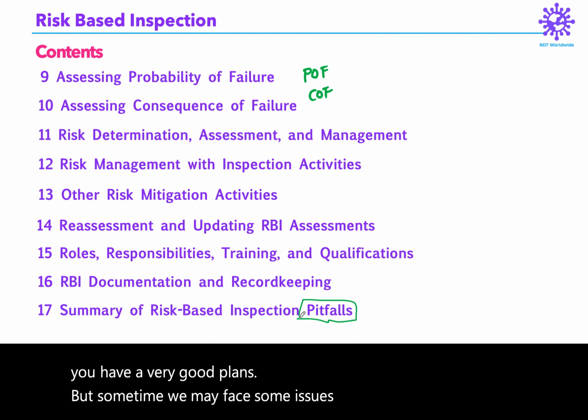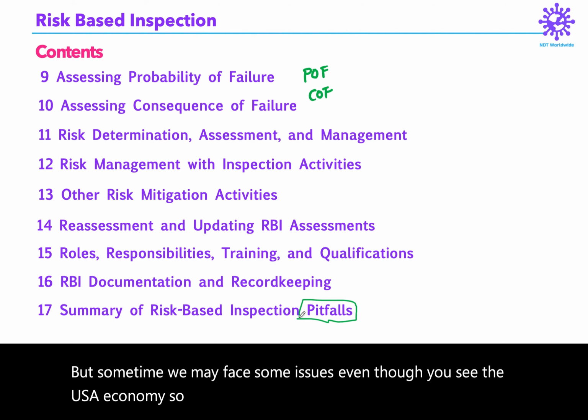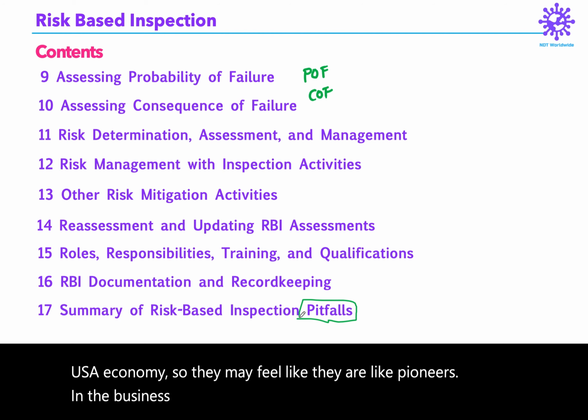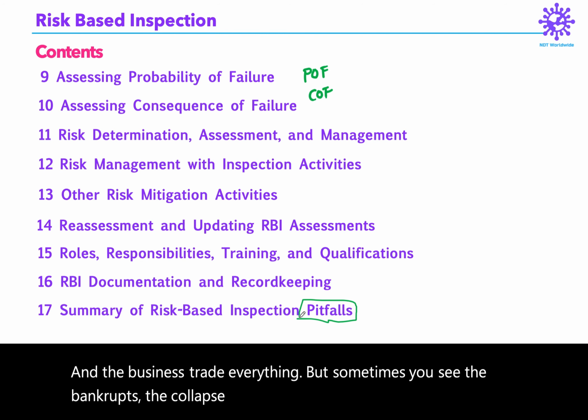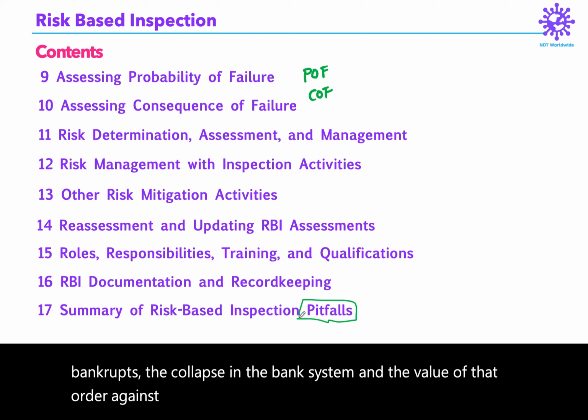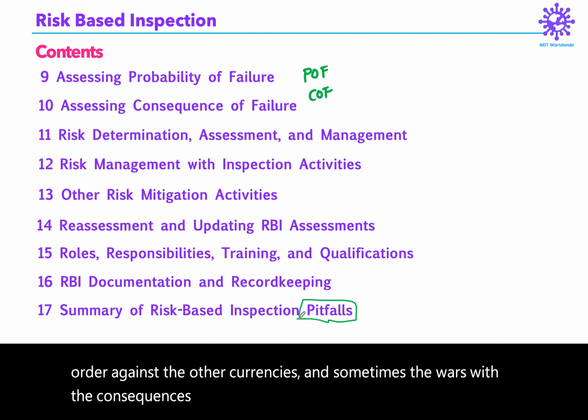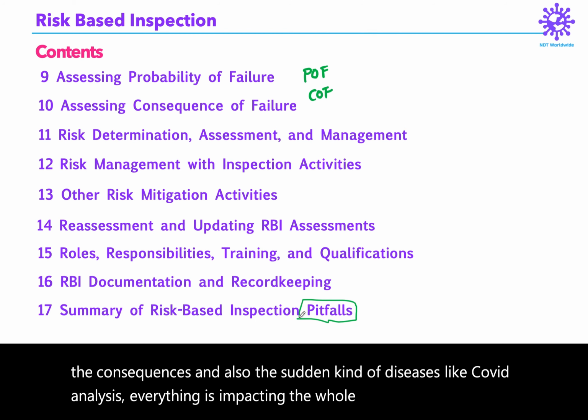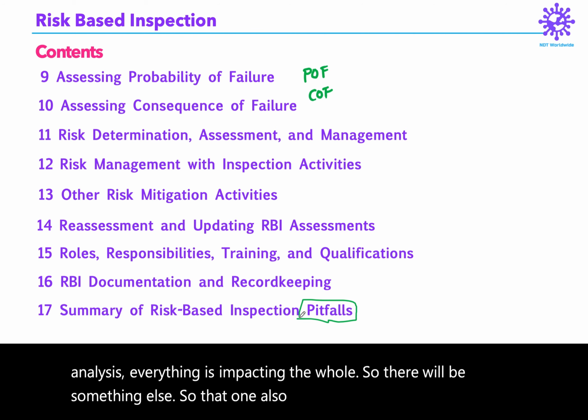Even though you see the US economy, they may feel like they are pioneers in business, trade, everything, but sometimes you see the bankruptcies, the collapse in the banking system, and the value of the dollar against other currencies, and sometimes the wars and their consequences, and also sudden diseases like COVID. All these things impact the whole, right? So there will be some pitfalls. That one they also discussed here under chapter 17.